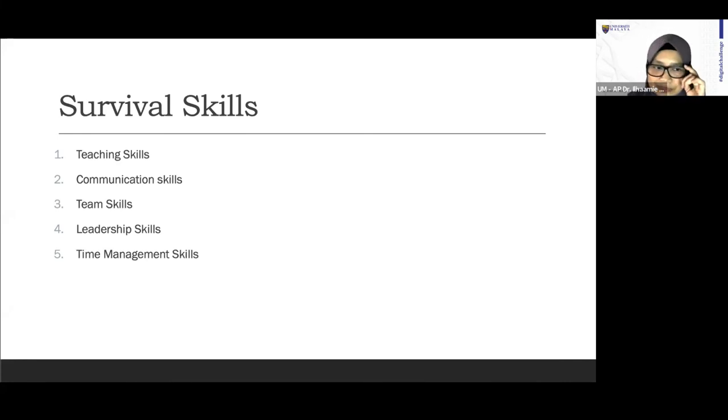So I have identified only five survival skills. Firstly is teaching skills. This is the most important skill that you need to possess, because we are lecturers, we have to know how to teach people.